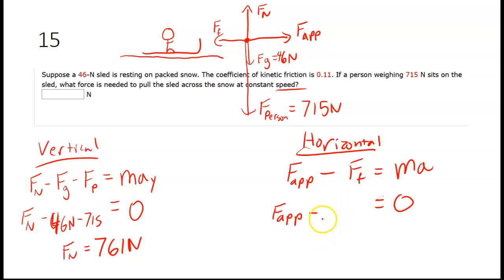The equation for the force of friction is the coefficient times the normal force. So I can see that the applied force is going to just be equal to the 0.11 coefficient of friction times the normal force, which is 761 newtons, giving us a force of 83.7 newtons.